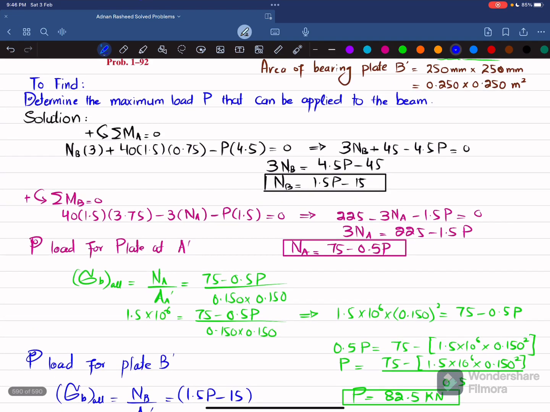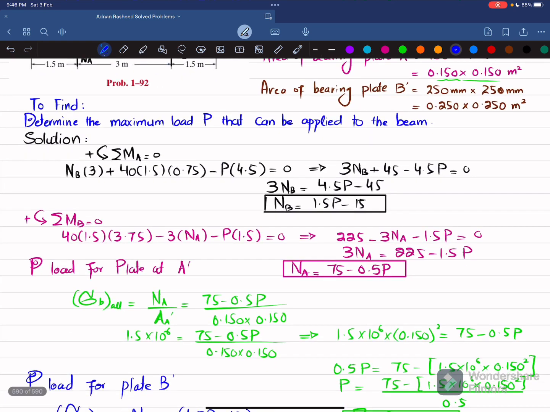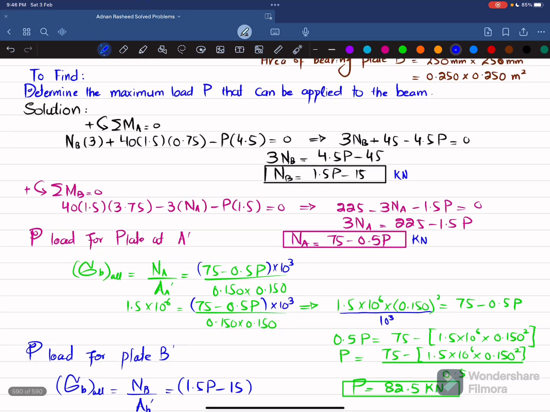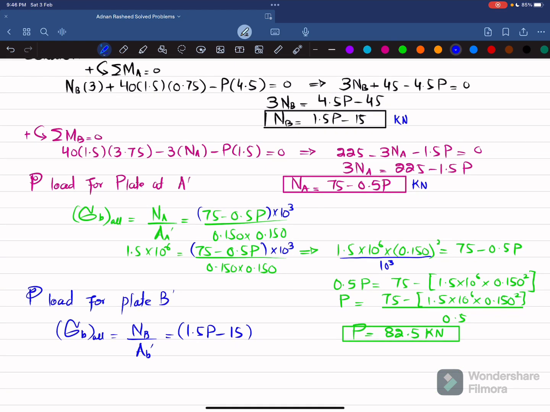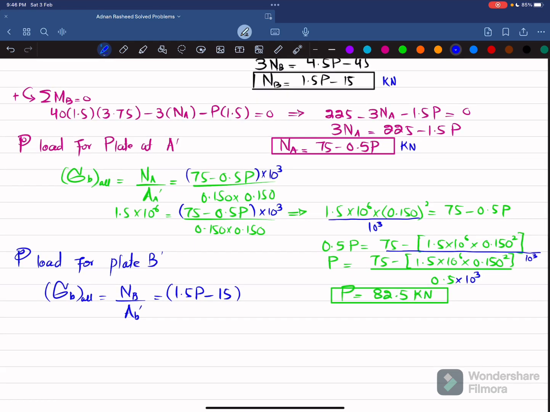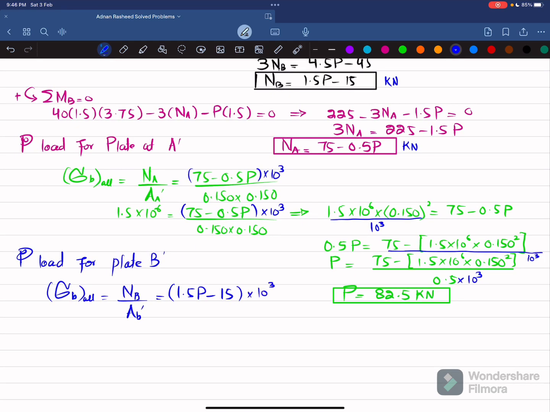Since this load is in kilonewton, let me check it. This load is in kilonewton, so this unit will also be kilonewton here, and I forgot to put 10 to the power 3 to convert it into newton. So you have to multiply by 10 to the power 3, and again this will be divided by 10 to the power 3. Clear? Here also it is divided by 10 to the power 3, so kindly make this correction: 10 to the power 3 to convert it into newton.